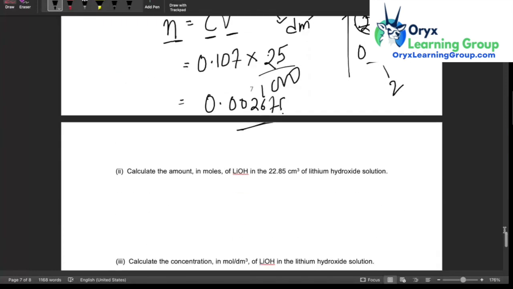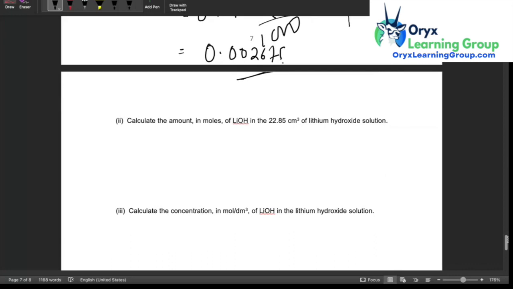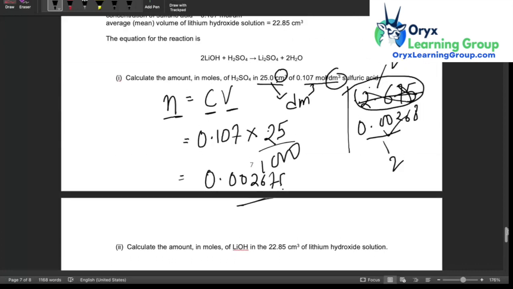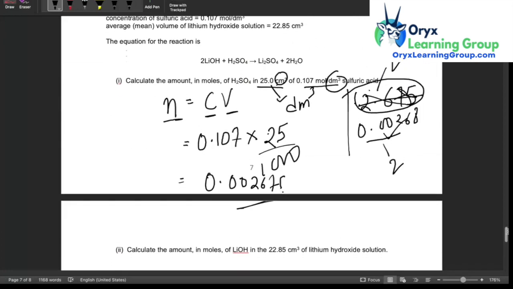Next question is, calculate the amounts in moles of LiOH in the 22.85 cm cube of lithium hydroxide solution. Okay, please try it out. Try it out. I give you 1 minute.